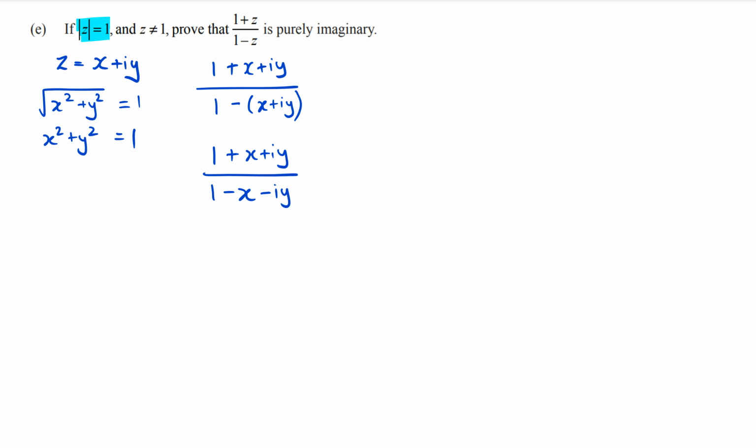And so what we need to do is rationalize the denominator. So that means we need to multiply by 1 minus x plus iy, and in the numerator 1 minus x plus iy.